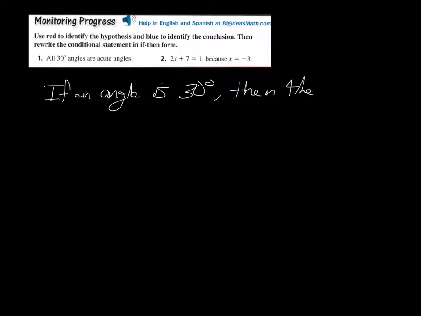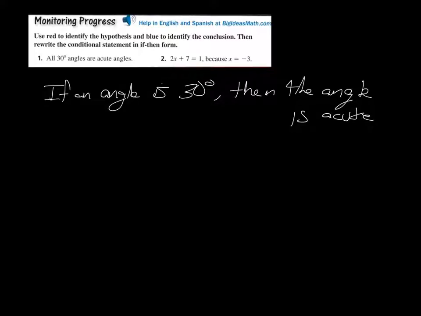So what you guys can do is go ahead and try these, pause the video, and think about what your if-then statement will be. I'm going to go ahead and do them. So again, make sure you pause and try it, and then watch and see what I get for an answer. This first one says all 30-degree angles are acute angles. So I'm going to say if an angle is 30 degrees, then the angle is acute.